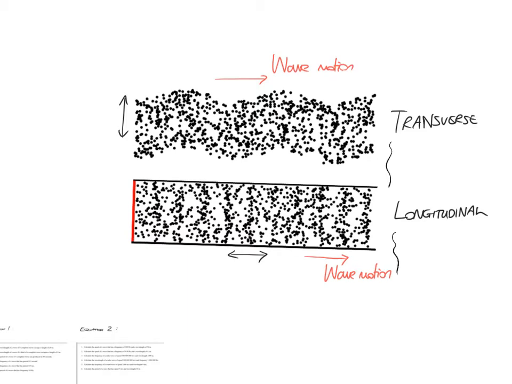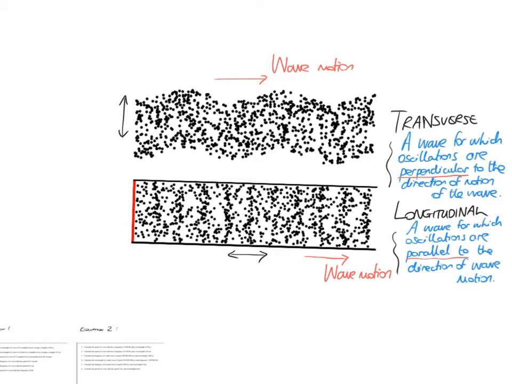Answers in 3, 2, 1. Okay, there you go. Oscillations is just a fancy word for vibrations, and you could also refer to the direction of motion of the wave as the direction of propagation.